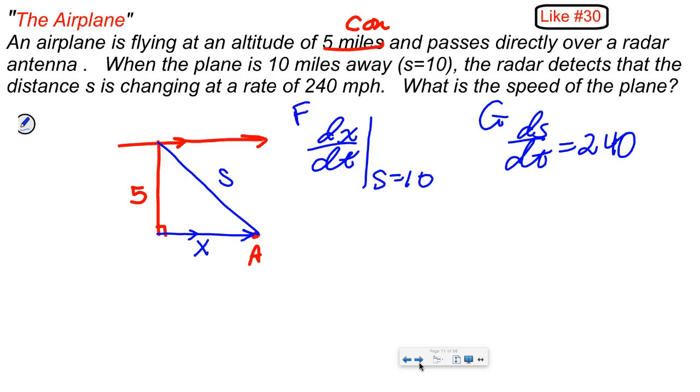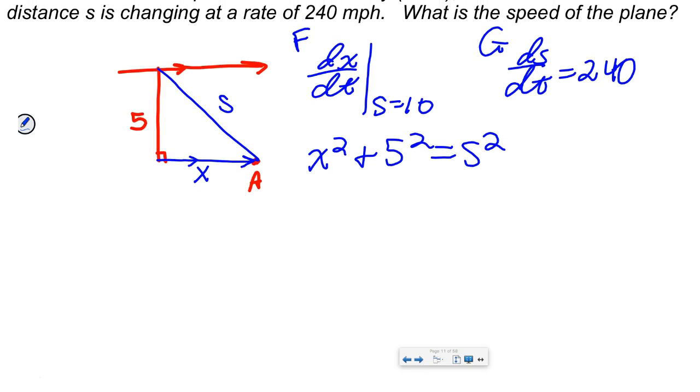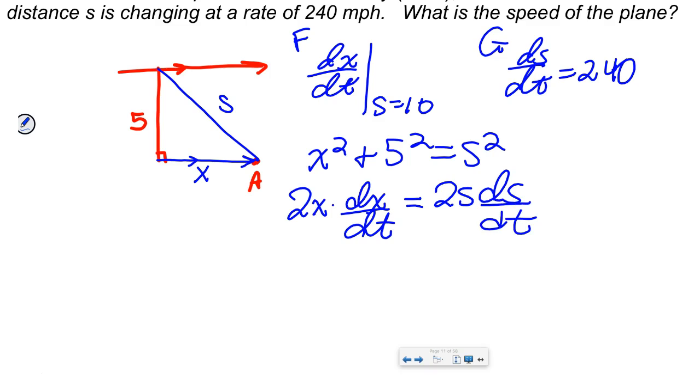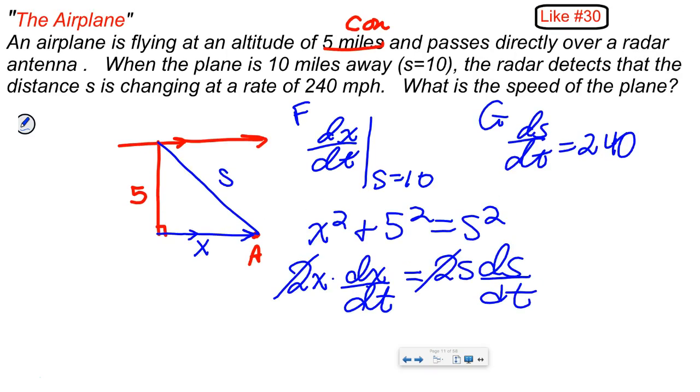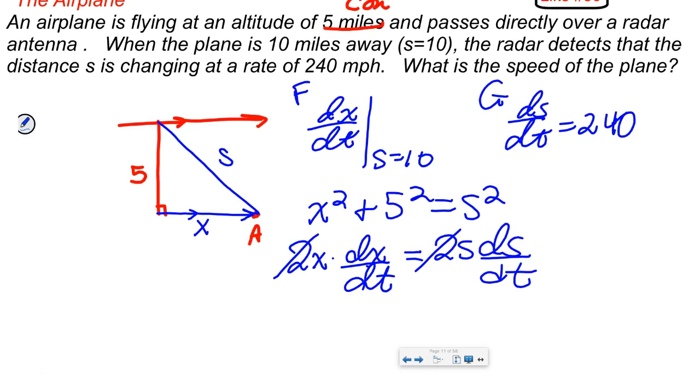So I need an expression that relates these. x squared plus 5 squared equals s squared. That does not simplify right now, so I'm going to take the derivative with respect to time of both sides. Using the chain rule on x squared, the derivative of a constant is 0. This becomes 2s, and again, chain rule again. I can't simplify right now, so I might as well plug in. My snapshot in time is going to be when s is 10. So I'm now going to replace that with 10, and I'm going to go figure this out.